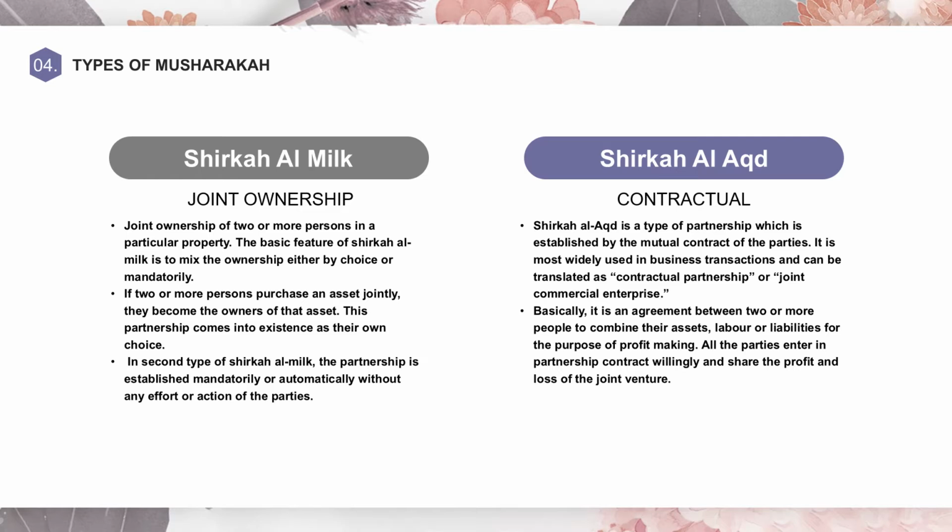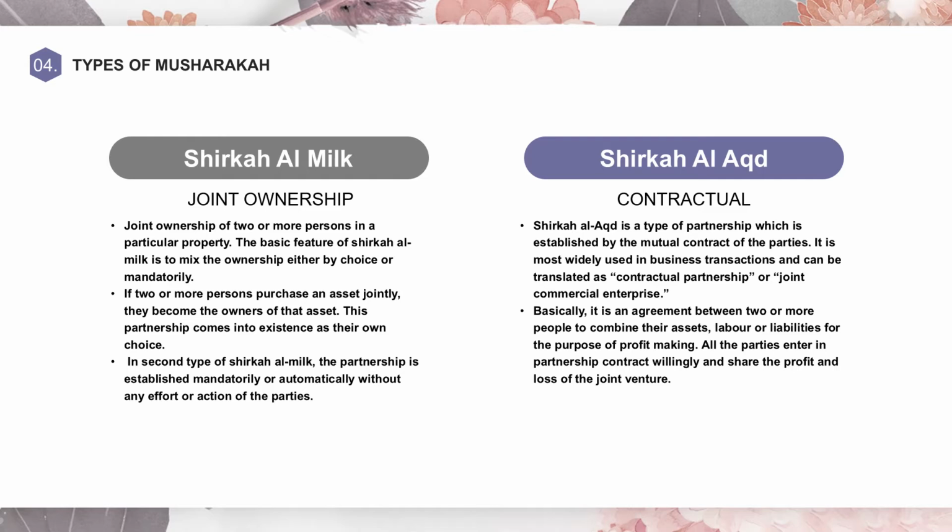Next, contractual partnership, Shirkah al-Akad. It is a type of partnership established by the mutual contract of the parties. It is most widely used in business transactions and can be translated as contractual partnership or joint commercial enterprise. Basically, it is an agreement between 2 or more people to combine their assets, labor, or liabilities for the purpose of profit making. All the parties enter the partnership contract willingly and share the profit and loss of the joint venture. In contractual partnership, the partner may contribute capital, reputation, or services.